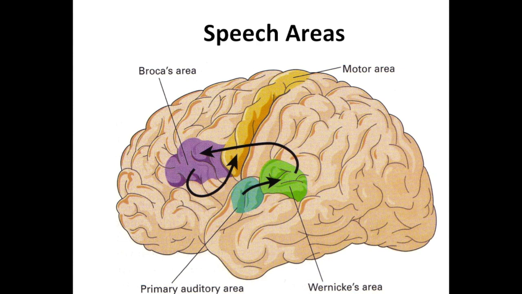Primary audio area is here. Wernicke's area processes that information. It then sends the information over to Broca's area, which is where speech is organized and then put into the motor area at the bottom. That bottom part of the motor region is where the larynx is.